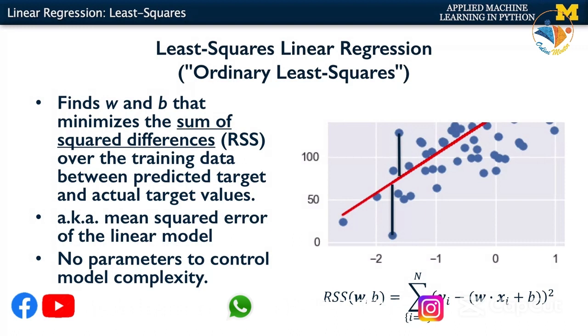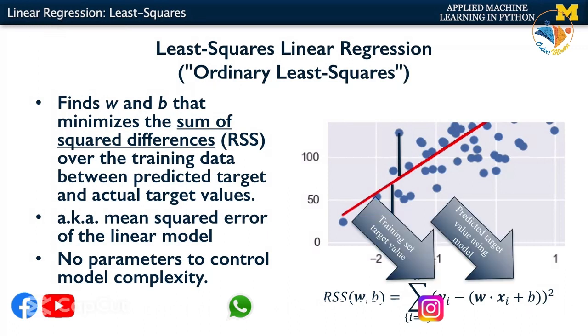Adding up all the squared values of these differences for all the training points gives the total squared error, and this is what the least squares solution minimizes. Here, there are no parameters to control model complexity. The linear model always uses all of the input variables and always is represented by a straight line. Another name for this quantity is the residual sum of squares.